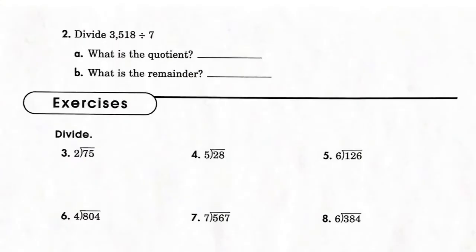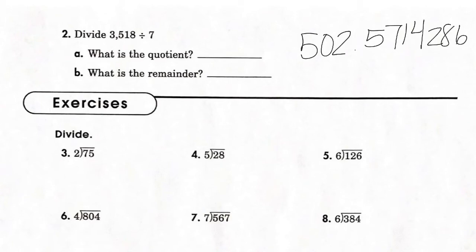Now, when you're doing this problem up here, it says divide 3,518 divided by 7. You're going to punch that in on your calculator. So on the calculator, you are going to take 3,518 divided by 7. And when I do that, I get 502.5714286. I am concerned only with the whole number. That is my quotient. So I'm going to write 502 right there.